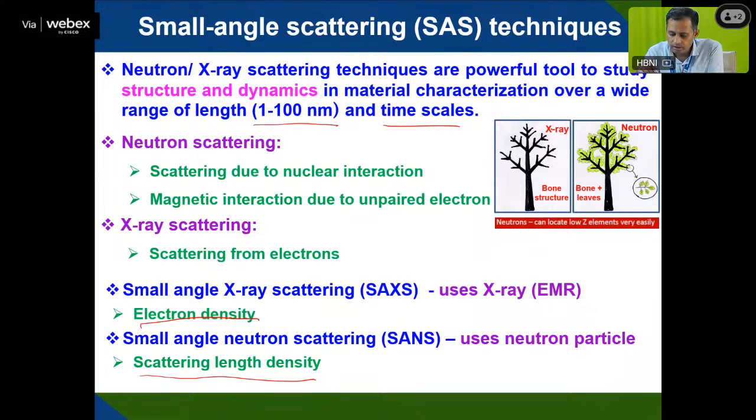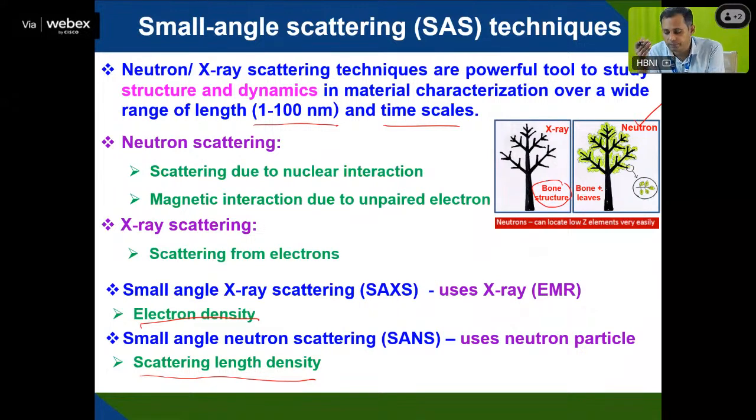If you see here with X-ray, you can see the tree and you can see the bone images. That bone structure you are able to see by X-ray because it is a high density material, so it will be opaque, less transparent to the X-rays, and you'll be able to create a shadow image of it. But if you go to neutron scattering, you can see the bones as well as the leaves. That means you can also see the tissue information. That's why bone plus leaf both are possible.